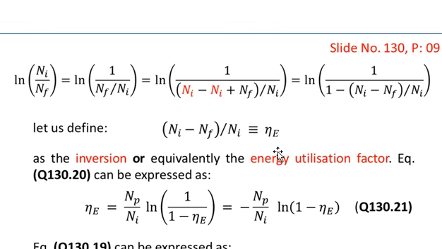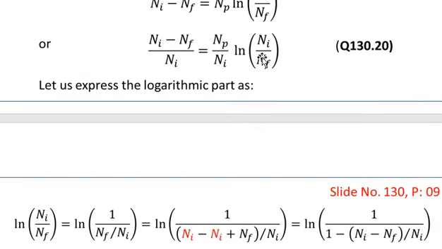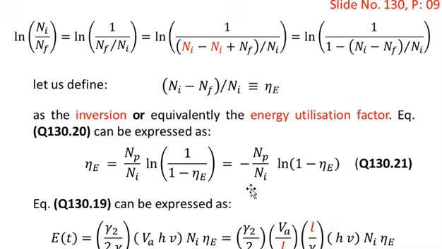So equation number 20 now can be expressed as, this is equation number 20. So now you can substitute the value of the logarithmic term of Ni over Nf from the expression, and also introduce the eta E there, and then the final expression for eta E becomes eta E is equal to Np over Ni into log of 1 over 1 minus eta E, and then rearranging the logarithmic part, we have minus Np over Ni into log of 1 minus eta E.